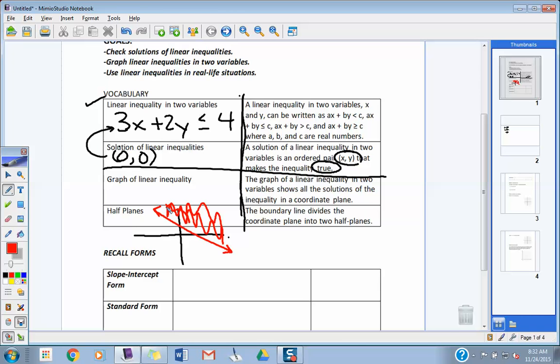So half planes just means you're either on one side of the line, that's half the plane, and the other side of the line would be the other half of the plane.